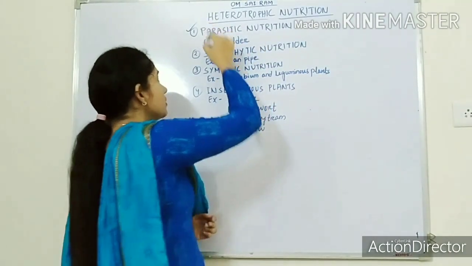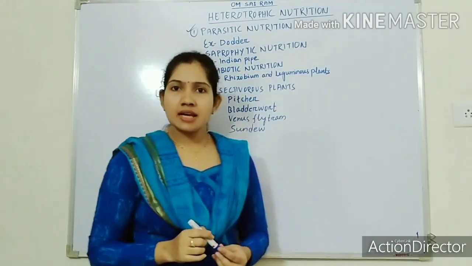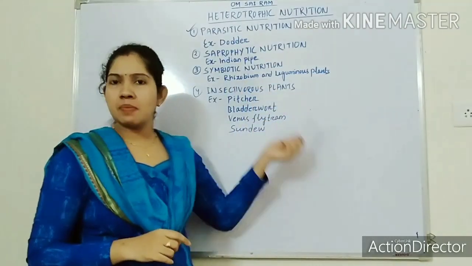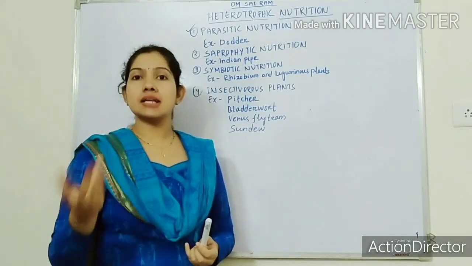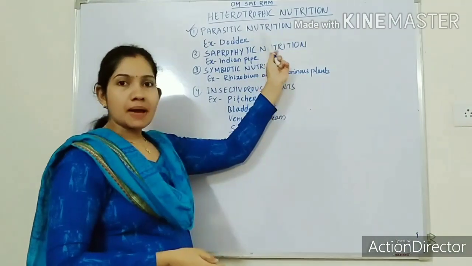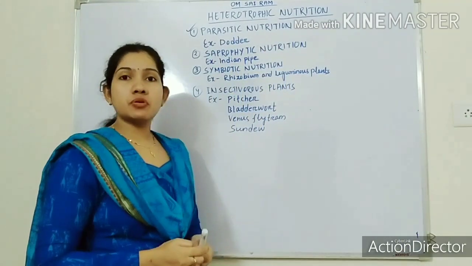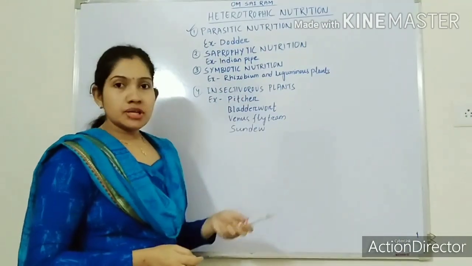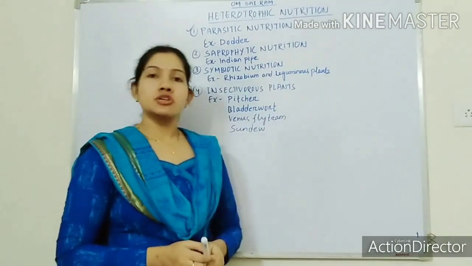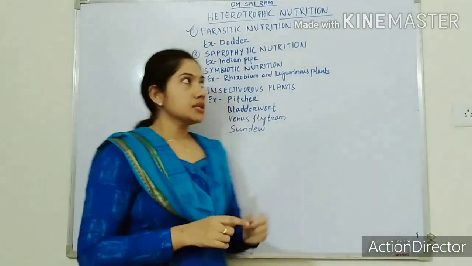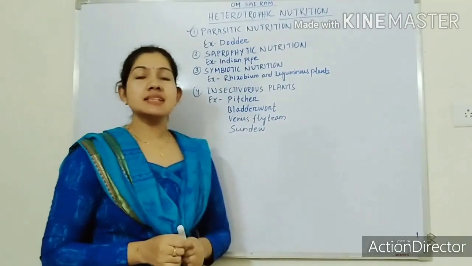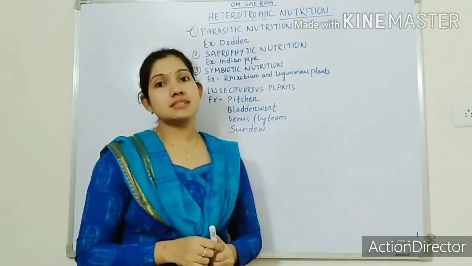Whenever we are talking about heterotrophic plants, we will find some plants which are heterotrophs by nature. We can find parasitic plants, saprophytic plants, symbiotic plants, and insectivorous plants. So let us discuss them one by one. The first one is parasitic nutrition, or the parasitic plants.